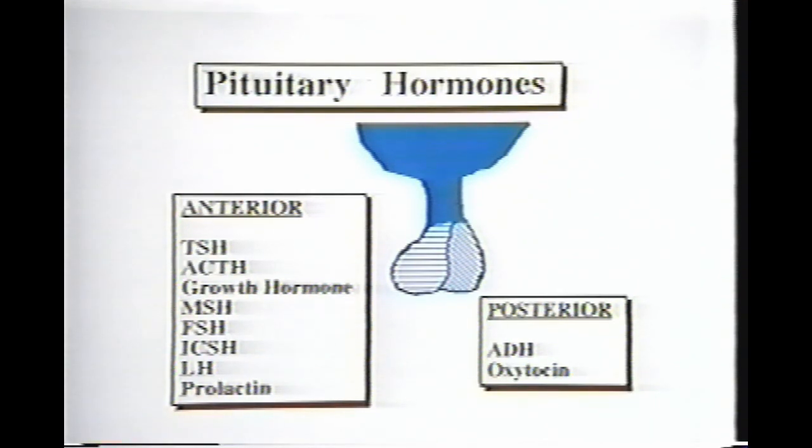It will also put out growth hormone, sometimes called somatotropic hormone, which tells the bones and muscles to grow. Another stimulating or tropic hormone that goes out is melanocyte stimulating hormone, which deals with skin pigmentation. In addition, we see a whole group of reproductive hormones which essentially tell the ovaries and the testicles to mature either the egg or the sperm. And these would include follicle stimulating hormone, interstitial cell stimulating hormone, luteinizing hormone, and prolactin.